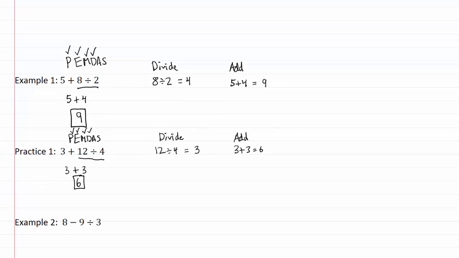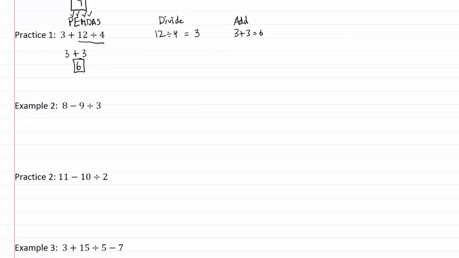Now I'm going to scroll down and take a look at example 2 and practice 2. Again, we're going to stick with using the same stuff. We're going to use PEMDAS. So I'm going to read through this question and look for parentheses and exponents. So there are no parentheses, so we don't have to worry about that. And there are no exponents.